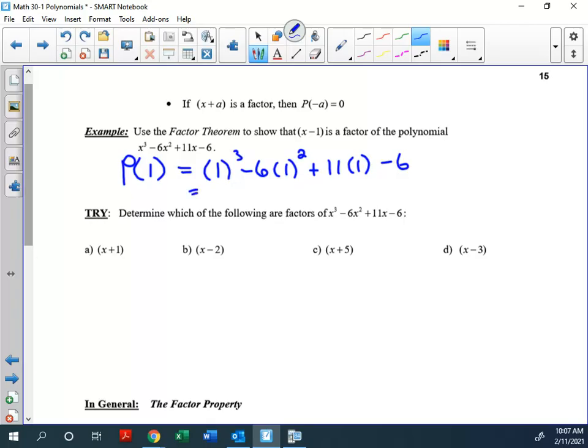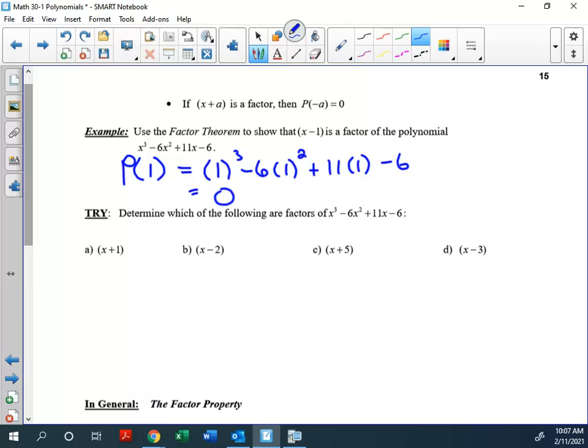One minus 6 is negative 5... let's try that again: 1 minus 6 is negative 5, plus 11 is 6, minus 6 is 0. That's all you need to do to prove it. Fair enough? Does that make sense? Do we have any questions about that?